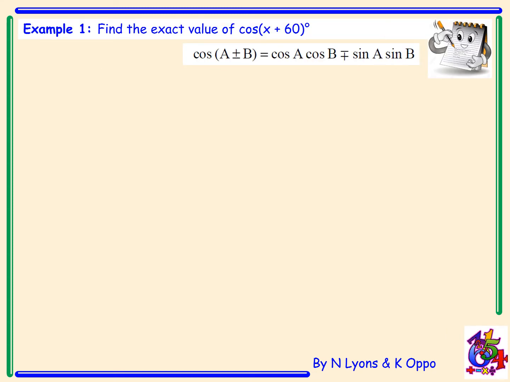Example 1. Find the exact value of cos of x plus 60 degrees. So first of all, doing an expansion, it will be cos x cos 60, but minus sin x sin 60. So be very careful that you copy the expansion correctly from your formula sheet. So it's always angle A, then angle B, angle A, then angle B.